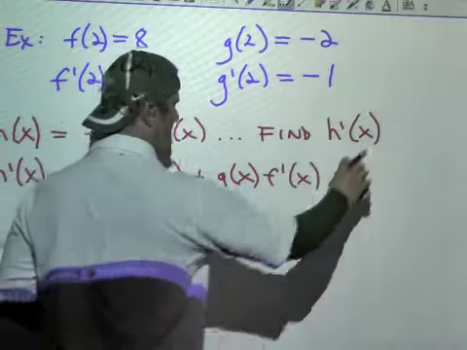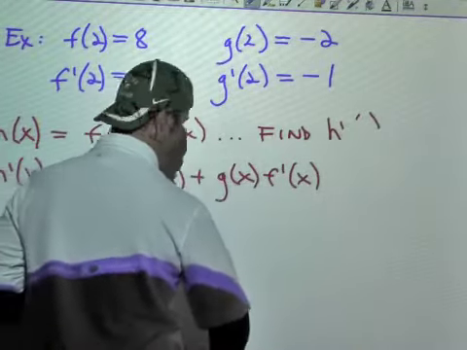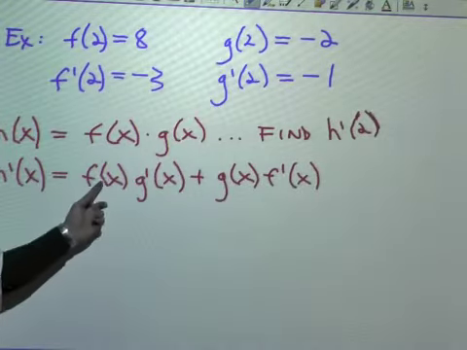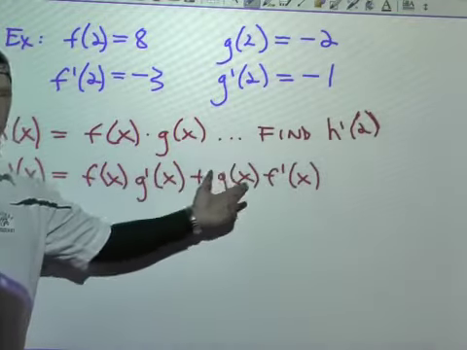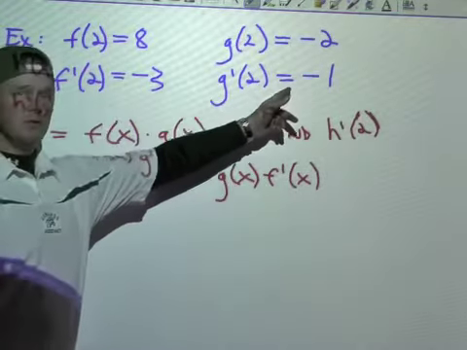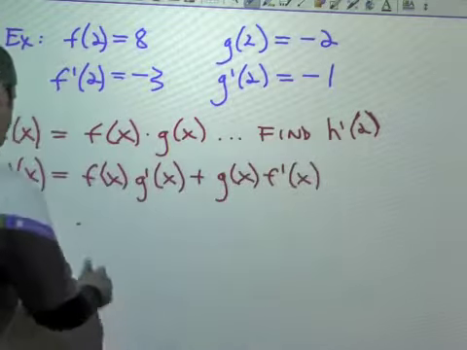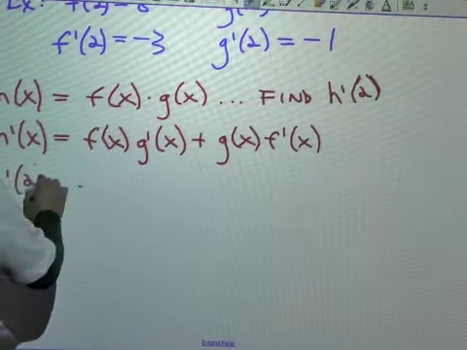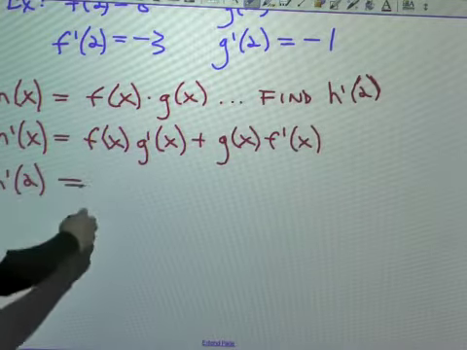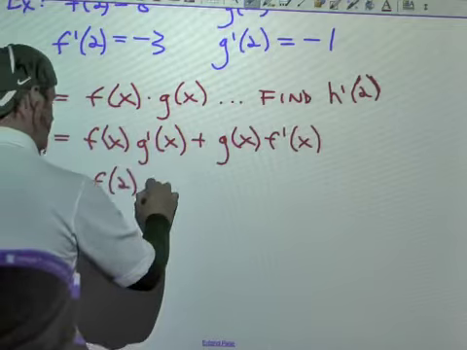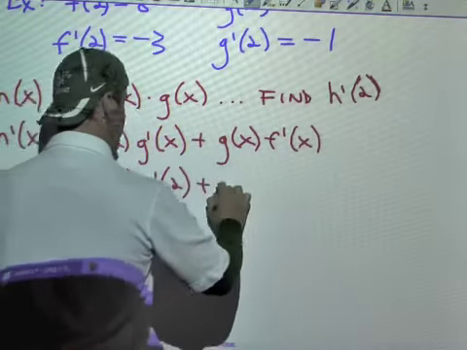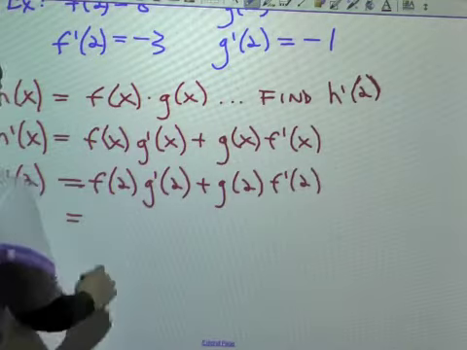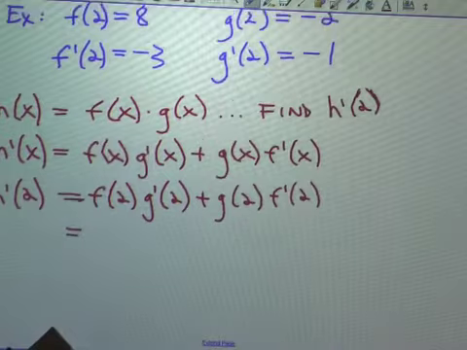Now, what if they went one step further and asked you to find what's h prime of 2? You might think, well, how am I supposed to know since we don't know what the functions are? But they give us the values that I could use to find the answer. Okay, so h prime of 2, I'm just going to substitute 2 in for all the x's. So it's f of 2 times g prime of 2 plus g of 2 times f prime of 2. And then I just use the values that they give me initially. So f of 2 was 8.